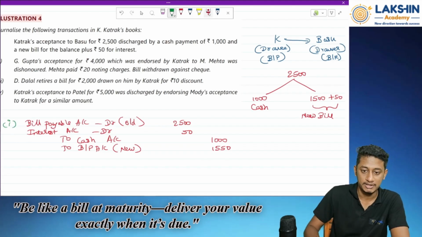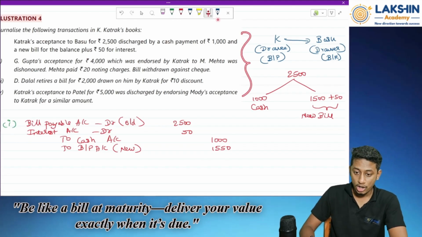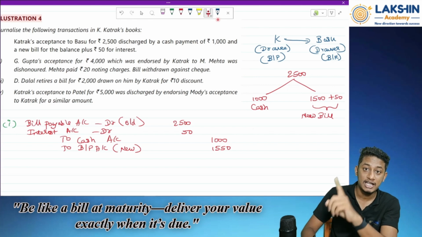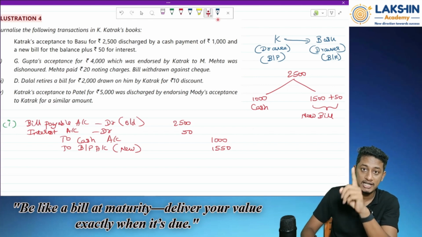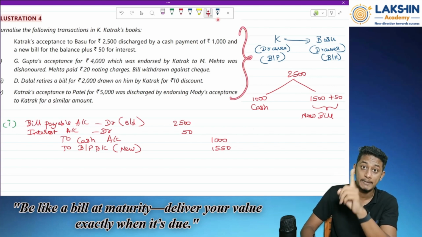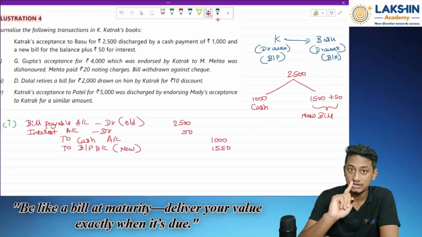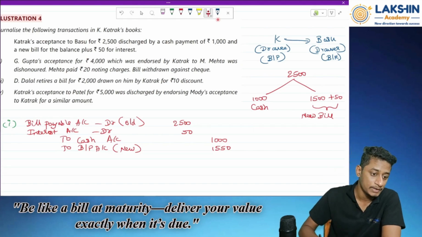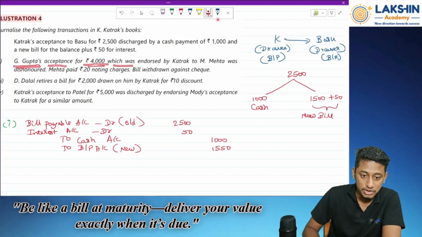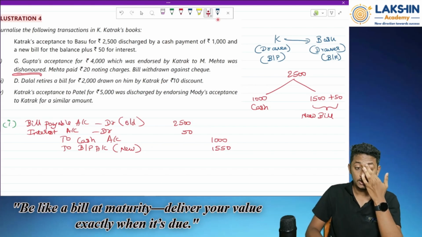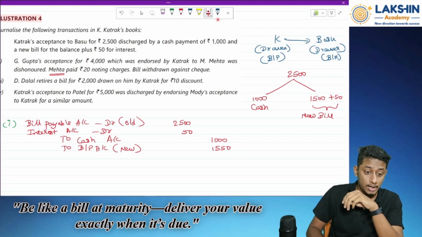Moving ahead. So this was my first statement. Next, let's go. See, all of these are independent scenarios. Just like the old question, these are not linked with each other. So, G. Gupta's acceptance for rupees 4,000, which was endorsed by K to Mr. Mehta, was dishonored. Okay, love triangle. Mehta paid 20 rupees noting charges, bill withdrawn against cheque.